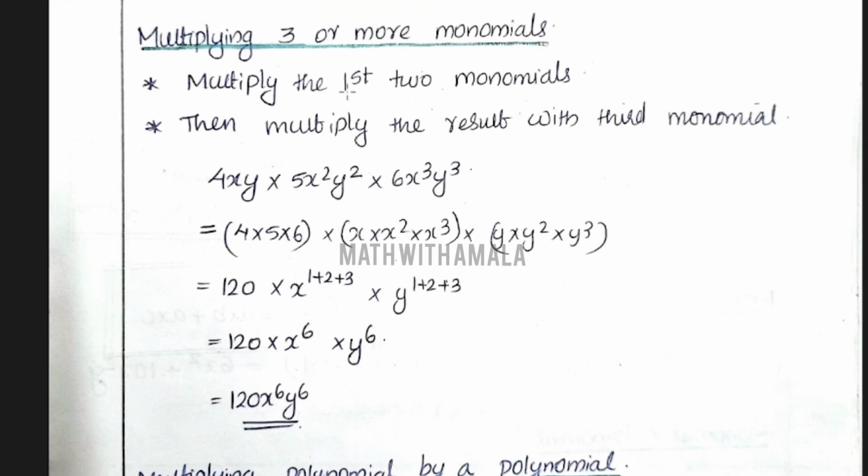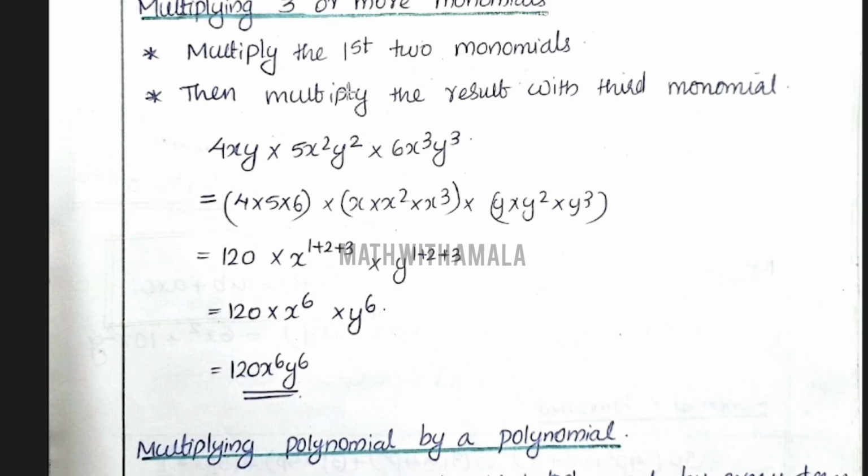For example, 4xy into 5x square y square into 6x cube y cube, you have to do the first two, 4xy into 5x square y square, at the beginning. Or else you can just calculate the complete coefficient multiplied together and the variables separately regrouped and multiplied together. So the answer is 120 into x raised to 1 plus 2 plus 3 into y raised to 1 plus 2 plus 3. Answer is 120 into x raised to 6 into y raised to 6. The answer is 120 x raised to 6 y raised to 6.